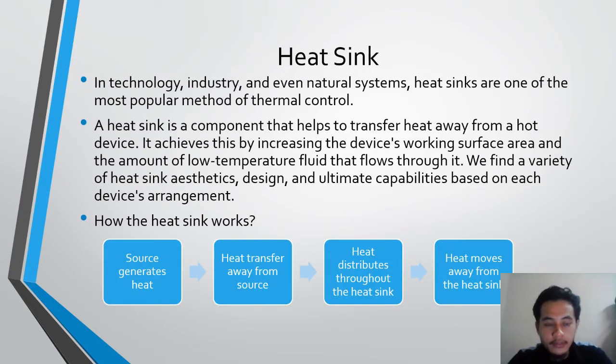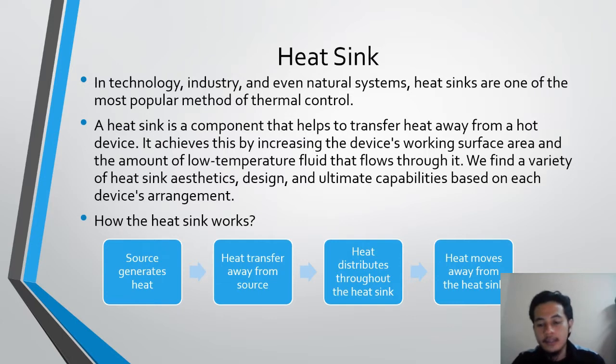About heat sinks: in technology, industry, and even natural systems, heat sinks are one of the most popular methods of thermal control. A heat sink is a component that helps to transfer heat away from a hot device. It achieves this by increasing the device's working surface area and the amount of low temperature fluid that flows through it. We find a variety of heat sink aesthetics, designs, and ultimate capabilities based on each device arrangement.